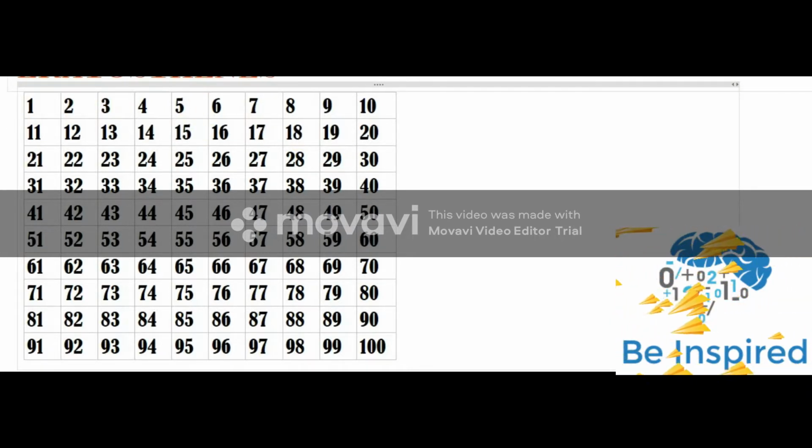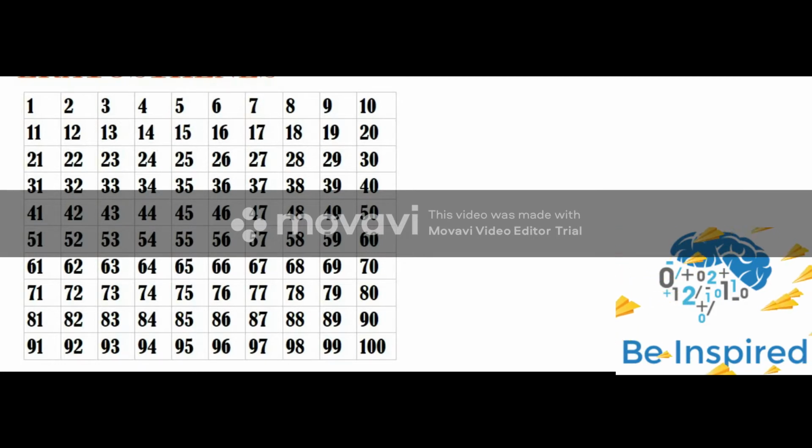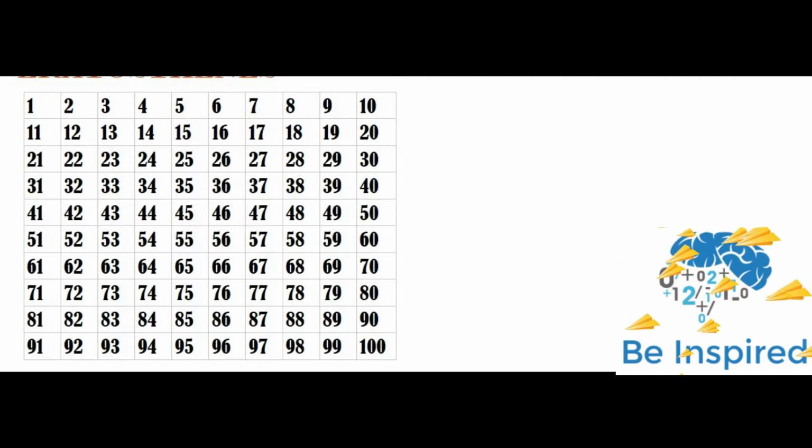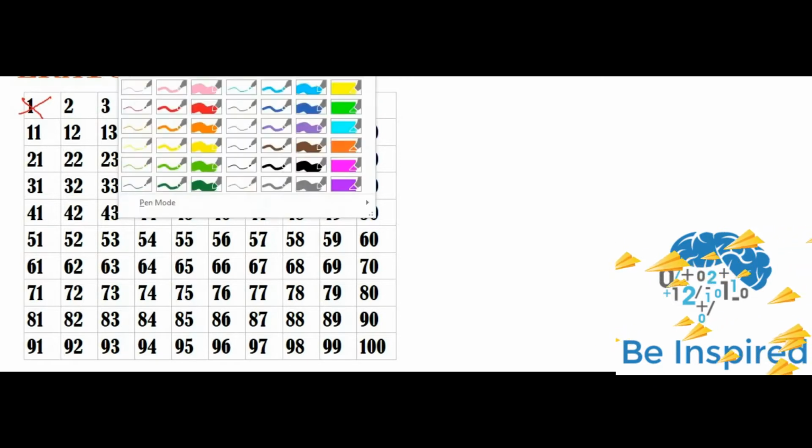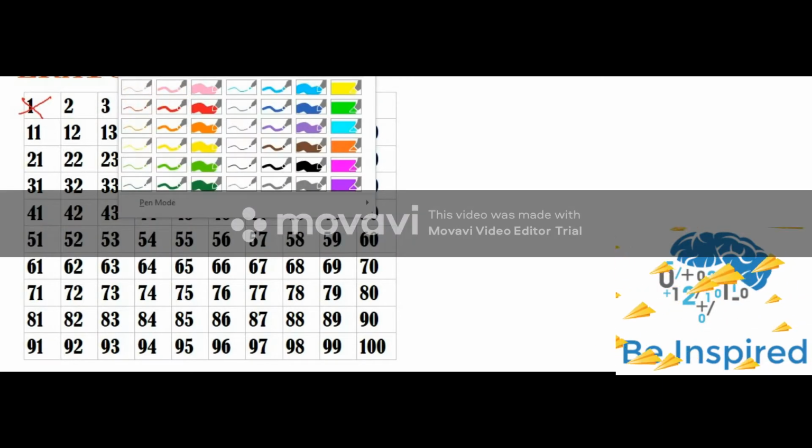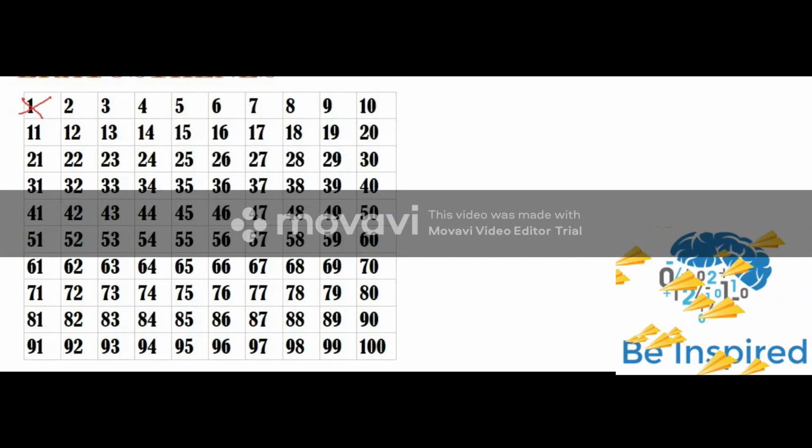First, he said that you are going to strike off 1. So we will strike off 1 now. Now we will go with another color to encircle 2. Then we are going to strike off the multiples of 2.